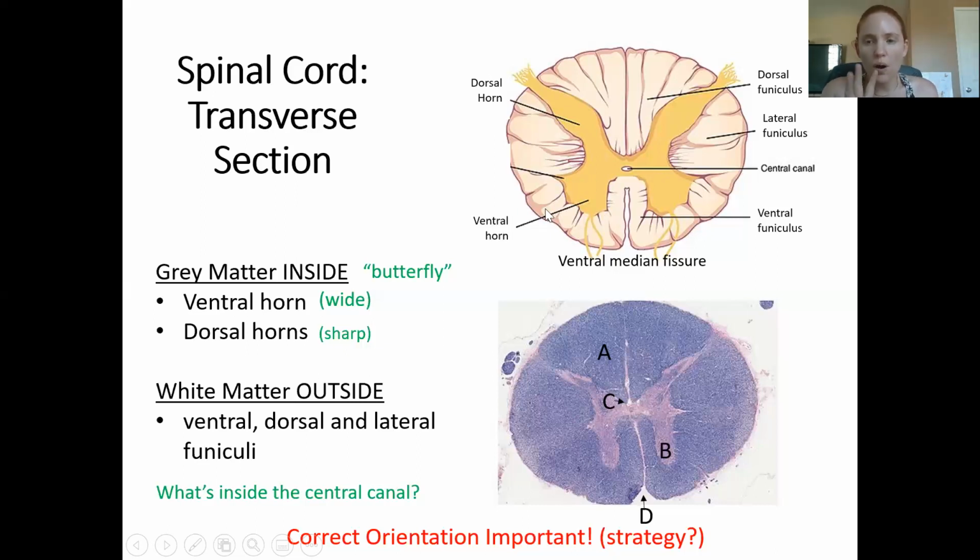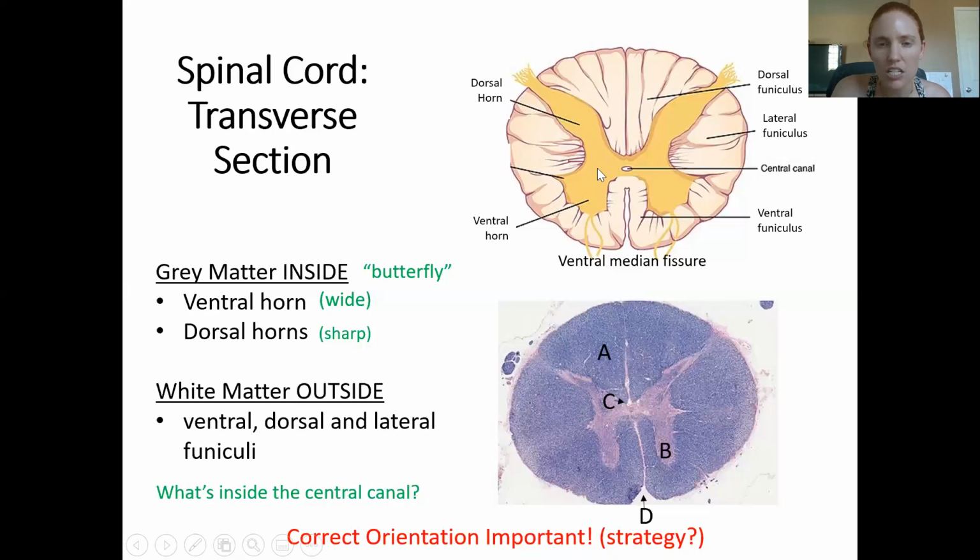Okay, so one thing to note right off the bat is that orientation of the spinal cord is incredibly important, because most of the names have some sort of orientation, a directional term, in them. So it's very important that you note the orientation first. So let's look at some of the strategies.